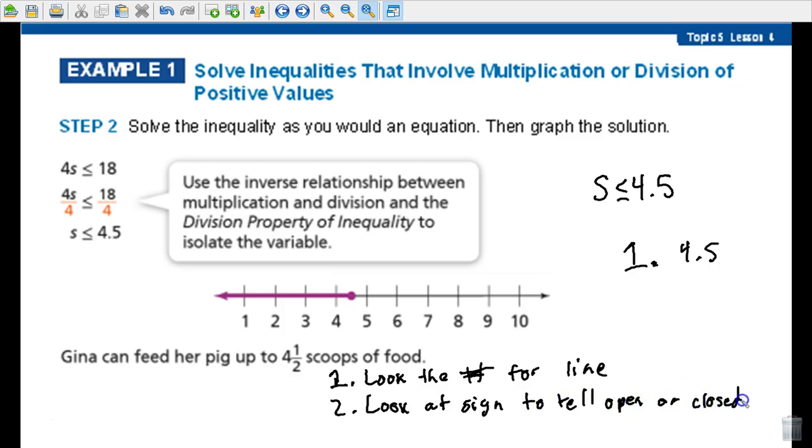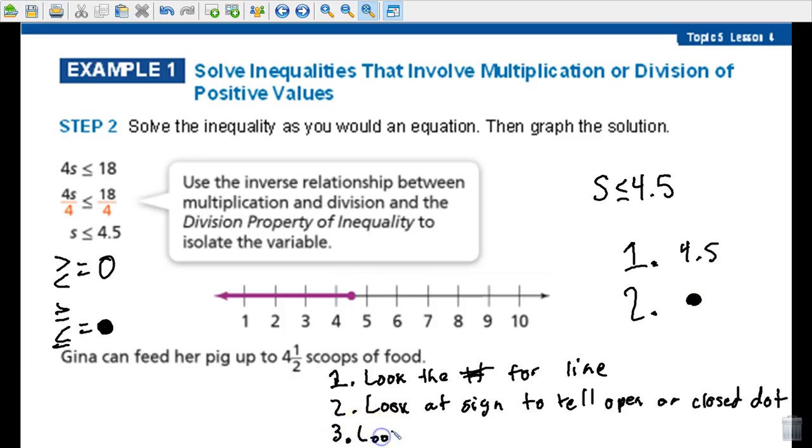Closed dot. Okay? In the other lesson I showed you, greater than or less than equals open dot, and greater than or equal to or less than or equal to equals closed dot. So for number 2, we have less than or equal to, so it is a closed dot, and you can see that.